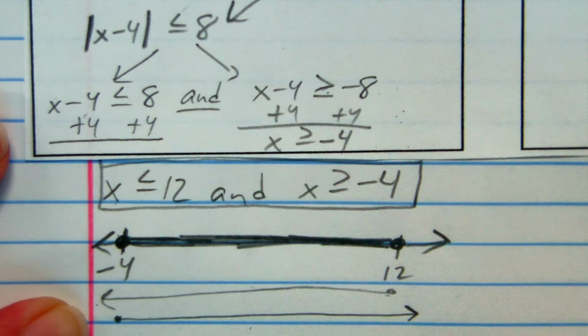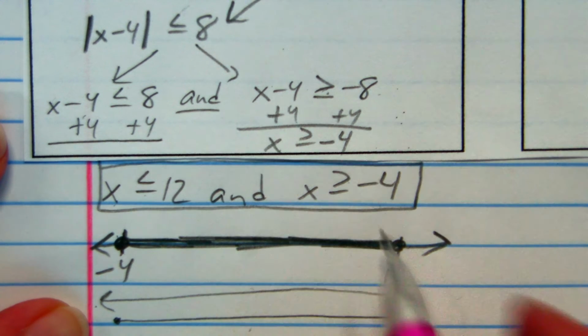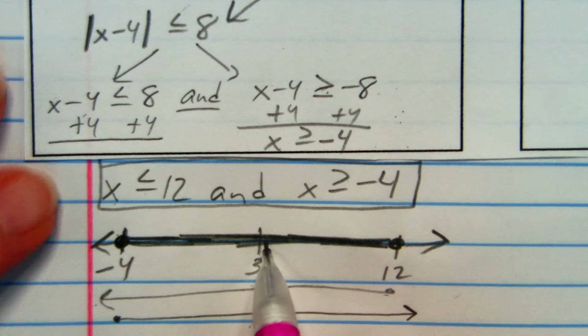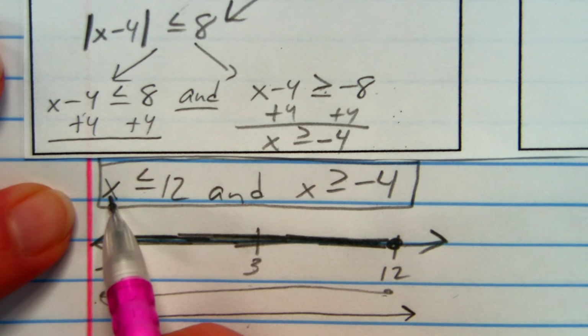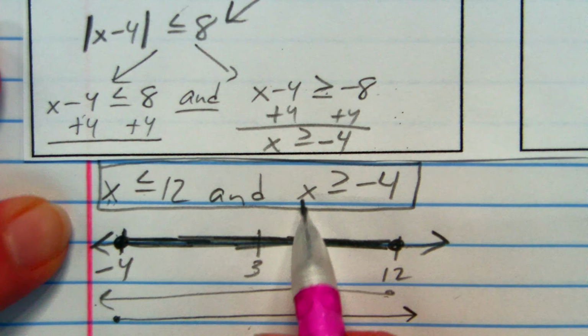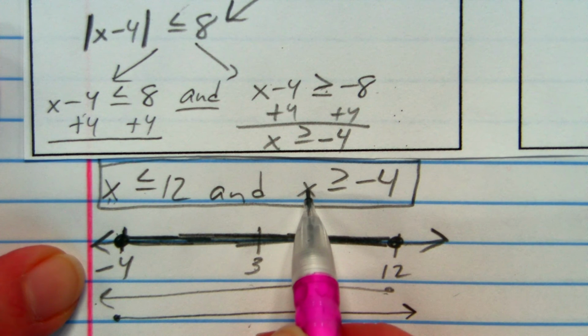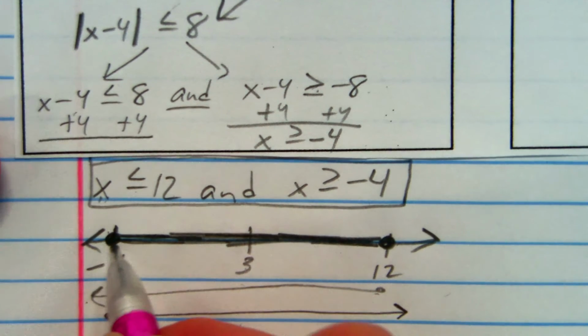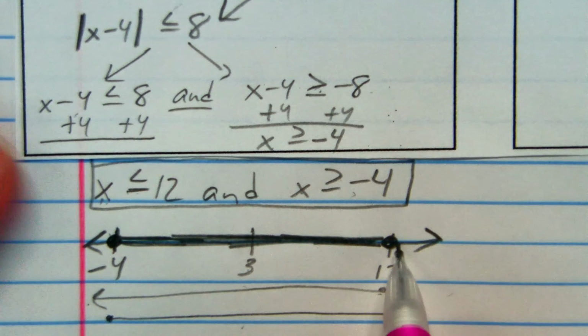And you could try a test number. You could try, say, 3. We could say, okay, 3 is about right here. If I put 3 in here, is that less than or equal to 12? Yes. I put 3 over here. Is that greater than or equal to -4? Yes. And so it works. You could check it that way. And since we had the equal to bars, don't forget to fill in points.